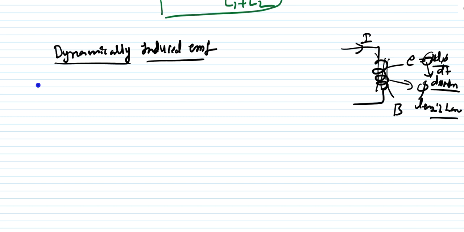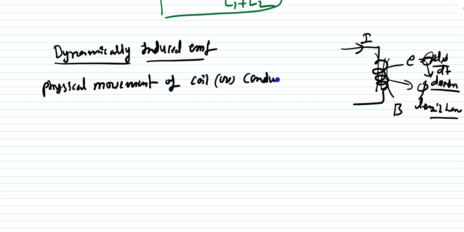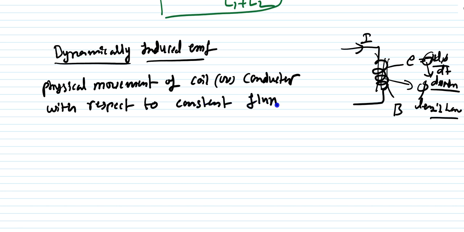So dynamically induced EMF is where there is physical movement of a coil or conductor with respect to a constant flux. Then the EMF induced is called a dynamically induced EMF.